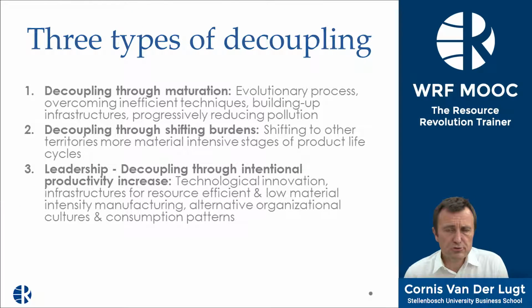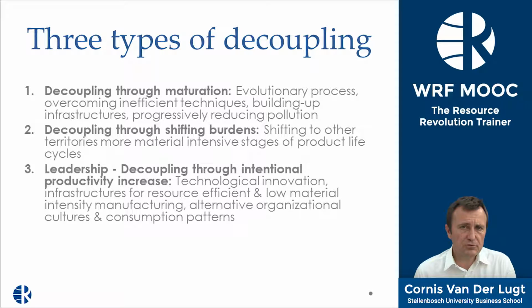The International Resource Panel also makes a distinction between 3 types of decoupling. At the level of the economy, the first is that of maturation. That is the slow evolutionary process of step-by-step incremental improvements in efficiency. It is the typical stages and phases that economies went through, from an extractive economy to a production, industrial-focused economy to a services economy.